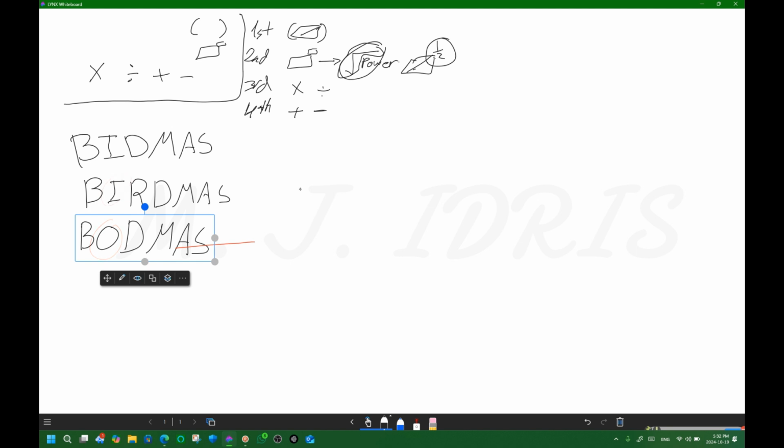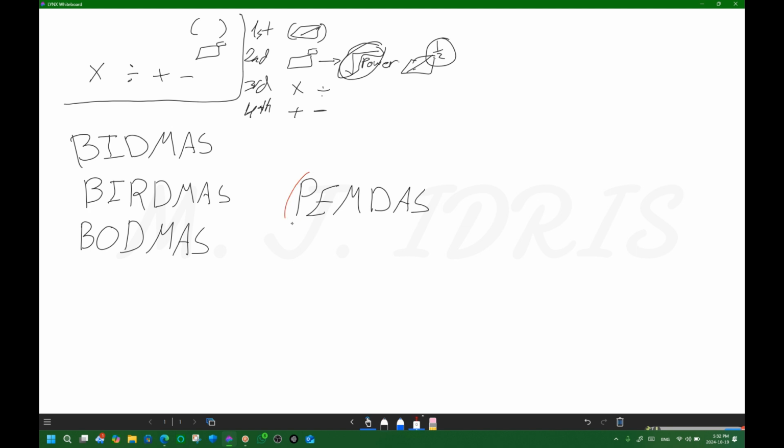Lastly, you can find it as PEMDAS, where P stands for brackets as well, but with a different name, parentheses. E stands for exponents, which is the same thing as powers, indices, a different name for it. The rest is the same thing: multiplication, division, addition, subtraction. So all of these refer to the same concept, the same order of operations, to make it easier for students to memorize the order of operations.